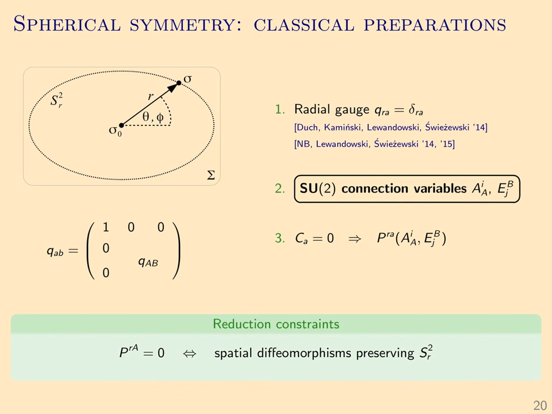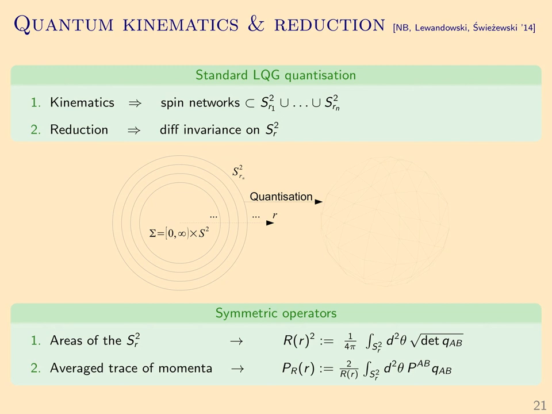So here we define the quantum kinematics and then later do the reduction. So again, we do a standard loop quantum gravity quantization. Here it will be even more standard because our gauge group is SU(2), so we get our usual spin networks and so forth. The slight difference is the following: you have to look at your spatial slice in this picture in the middle. It's depicted on the left-hand side.